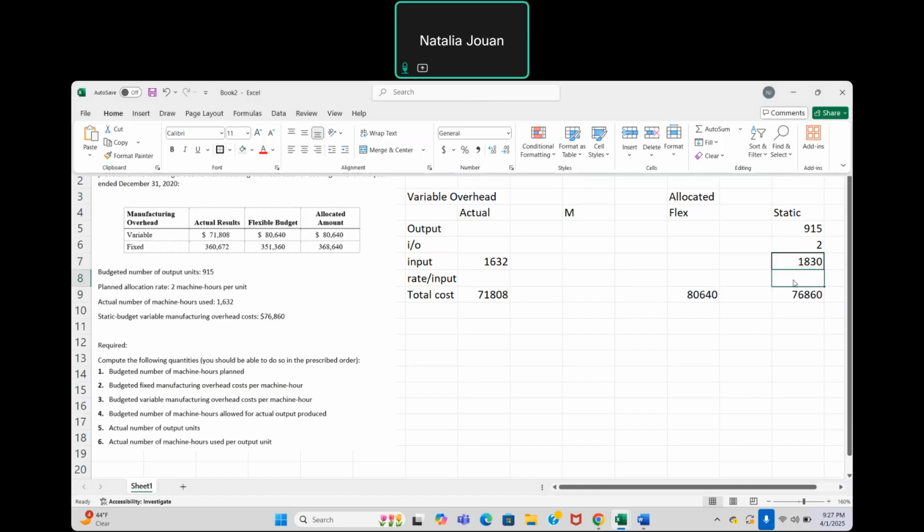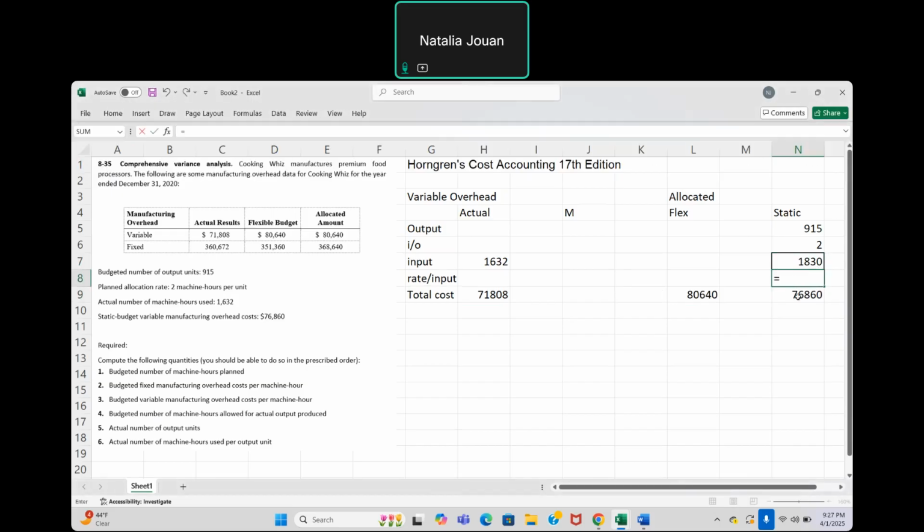We also need this. So what is the rate? Cost over driver, 42. All right, let's see what else we can find. So we have 1 and 3 down.